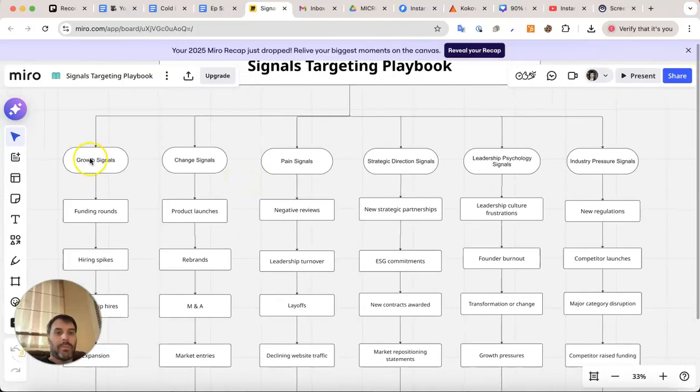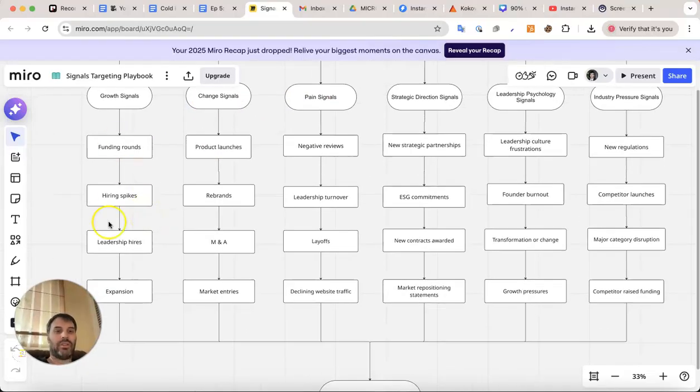So they're probably the three main ones, honestly, generally speaking, that most companies would use, in my experience: the growth signals category, change signals, and pain signals category. Like I said, this isn't an exhaustive list of signals under each of these.